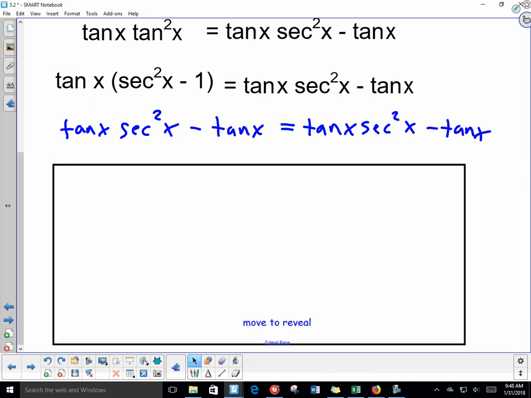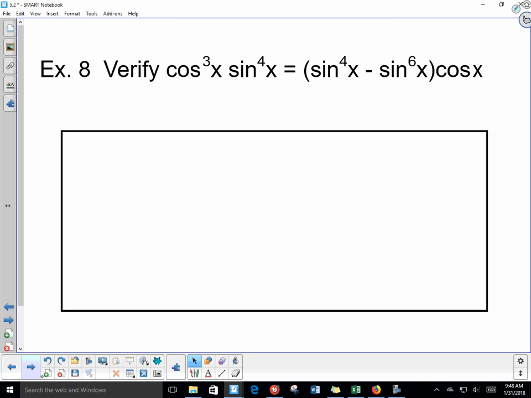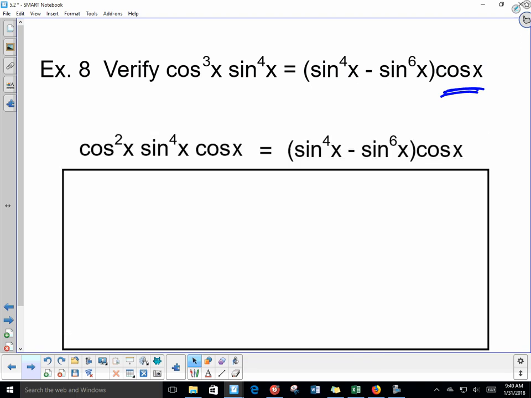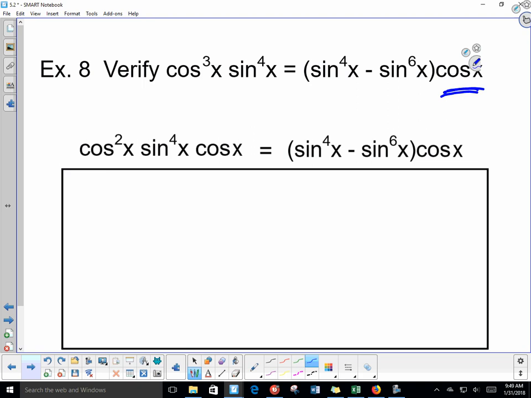All right, let's take a look at one more. Again, let's try and work on the simpler side first. So I've got cosine cubed x times sine to the 4th of x equals the quantity sine to the 4th x minus sine to the 6th x times cosine x. If I'm going to transform the left side, I notice that on the right side I just have this one cosine x all by itself, kind of factored out. So I might want to do the same thing on the left side, just factor out a cosine x by itself. So there's my cosine x by itself, and that leaves me with cosine squared here. So I split up the cosine cubed.